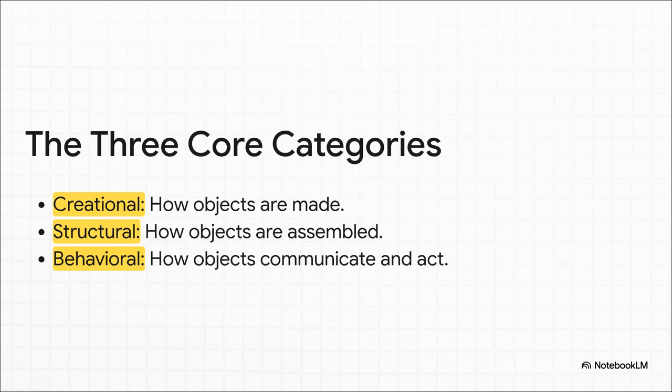Okay, so to get our heads around this, patterns are basically grouped into three main categories. First, you've got creational patterns. That's all about how objects are made. Then there's structural patterns, which is about how you put all those objects together to build bigger things. And finally, behavioral patterns, which cover how all these objects talk to each other and get stuff done. We're going to touch on all three, but let's start with how we build things.